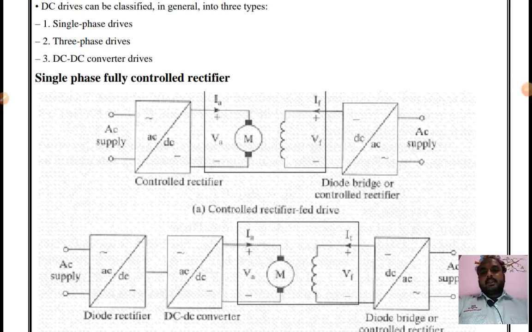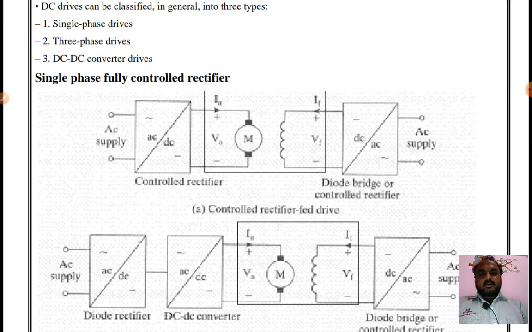Hi everyone, in this video we will see about DC drives classification. These are classified into three types: single phase drives, three phase drives, and DC to DC converter drives. First one, single phase fully controlled rectifier.